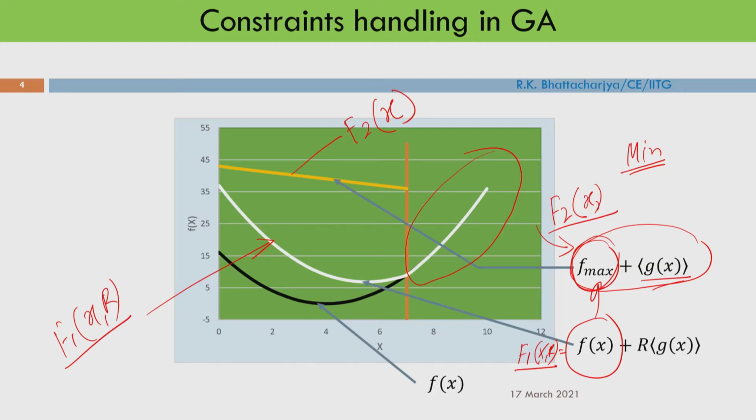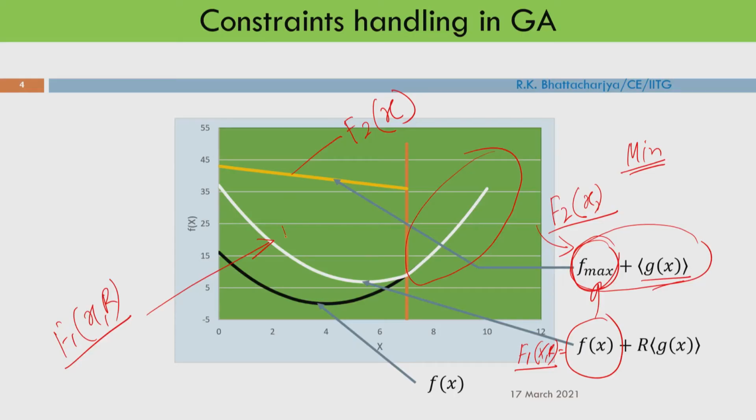And again in this case also, we have penalized the solution in the infeasible region. So, this is your infeasible region, and this is your feasible region. We have penalized the solution in the infeasible region. How have we penalized? We have added the violation with f max. So, I am getting this particular function.